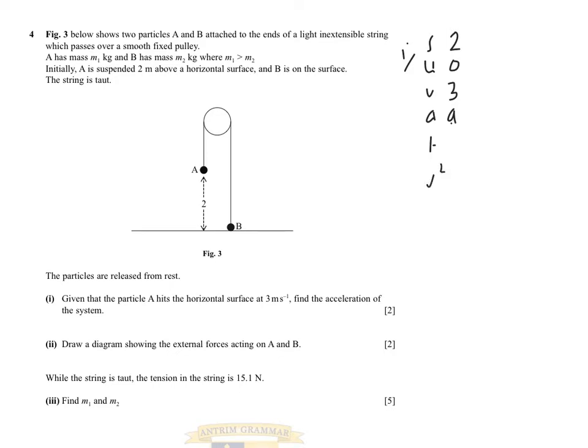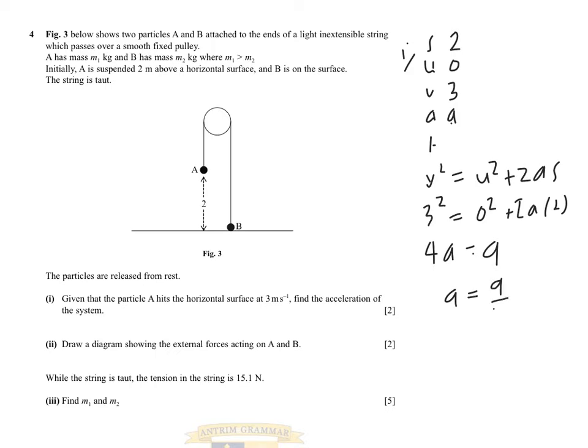We could do v squared equals u squared plus 2as. So 3 squared equals 0 squared plus 2a multiplied by 2. In other words, 4a equals 9 and a equals 9 over 4 meters per second squared.